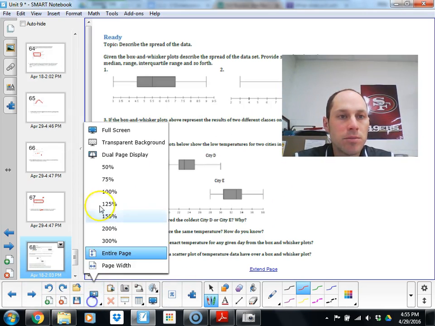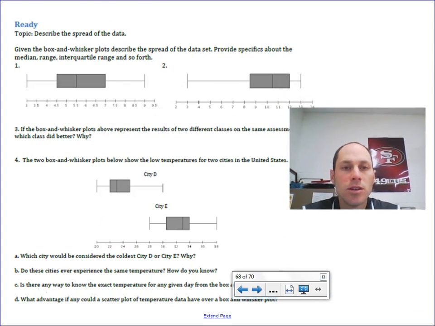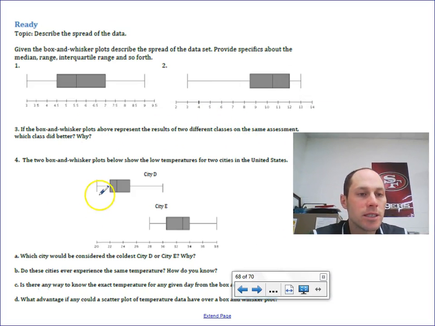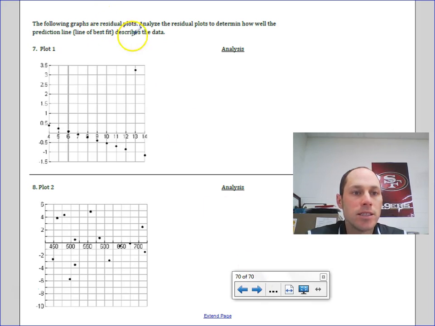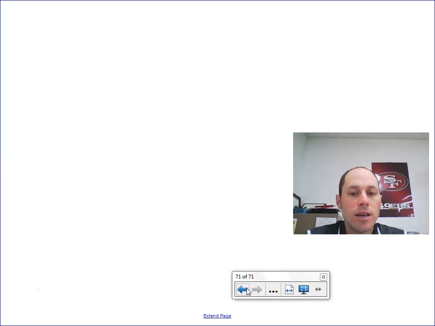Your assignment, which you're going to look at in class, continues looking at spread of data using box and whisker plots, answering questions about those, and then working with residual plots and correlation coefficients. You're going to work on marking the graph where this means the average of x and average of y, so find that middle point on the line, create residual plots, and then predict the correlation coefficients. Then you're going to finish up by analyzing residual plots and determining whether it's the best fit or not. So that's all we have. I can answer any questions you might have in class.